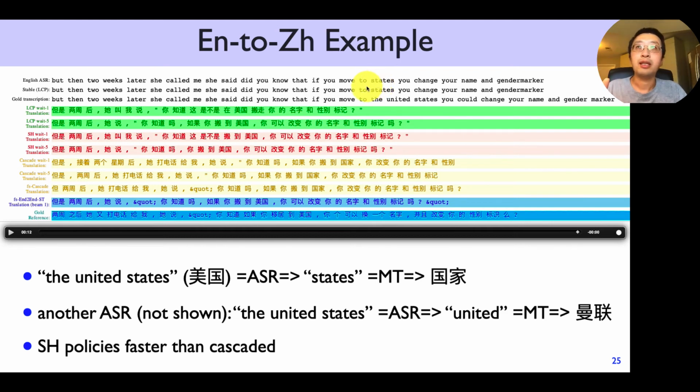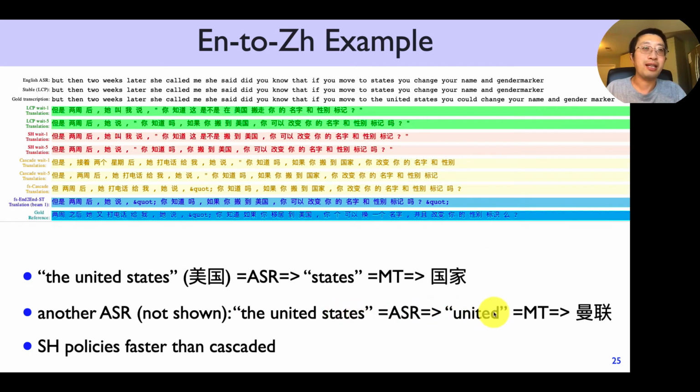As a result, in the cascaded system, you would have 国家, which means country, instead of USA, right? In our direct system, which are these four lines, you will always have 美国, because it's not affected by the errors in the ASR. It does the job of translation from the speech signal directly and separately from the ASR. That's the first thing. And there's another ASR, which is not shown here, which recognizes the United States as united. It's even worse because the translation would then take it to Manlian, which is Manchester United, right?